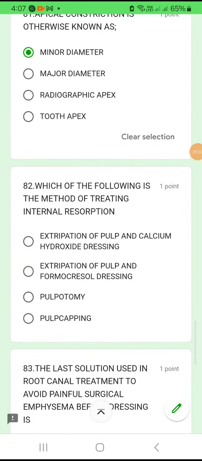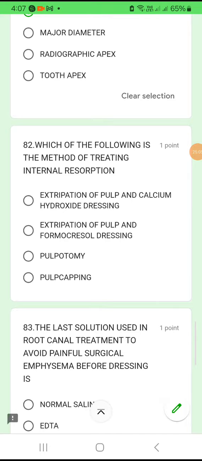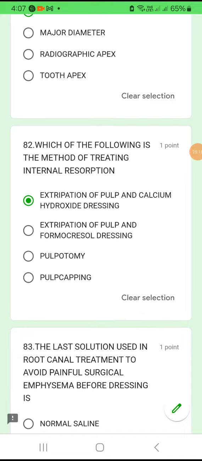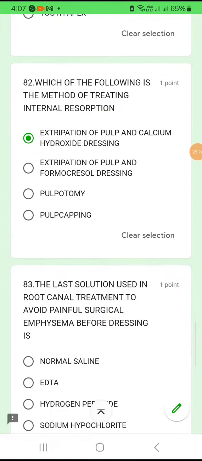82. Which of the following is the method of treating internal resorption? How will you treat? By extirpation of pulp and calcium hydroxide dressing? By extirpation of pulp and a formocresol dressing? No. Option C, pulpotomy or pulp capping. Better you remove the pulp and give a calcium hydroxide dressing, because the tooth has undergone internal resorption, you have to use calcium hydroxide.